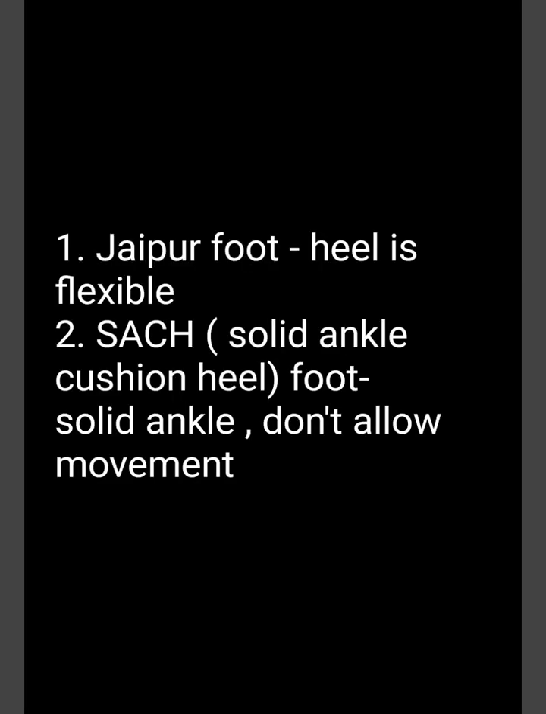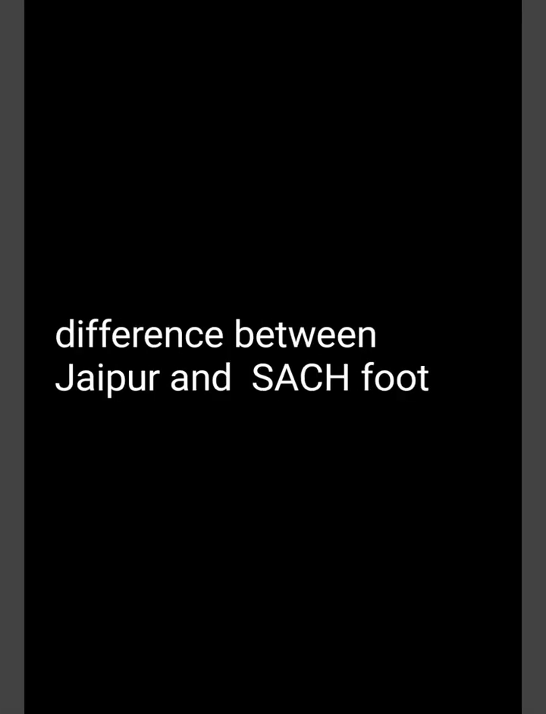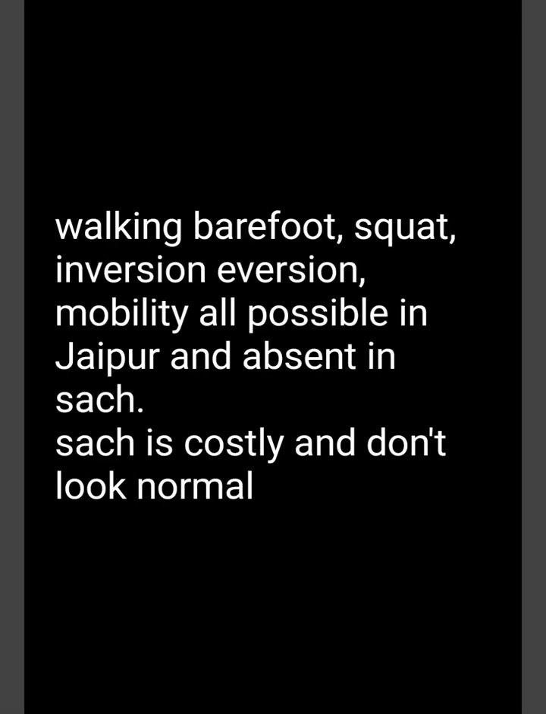Types of terminal devices of prosthesis. 1. Jaipur foot: heel is flexible. 2. SACH, solid ankle cushion heel: foot has a solid ankle, doesn't allow movement. Difference between Jaipur and SACH foot: walking barefoot, squatting, inversion, eversion, mobility are all possible in Jaipur and absent in SACH. SACH is costly and doesn't look normal.